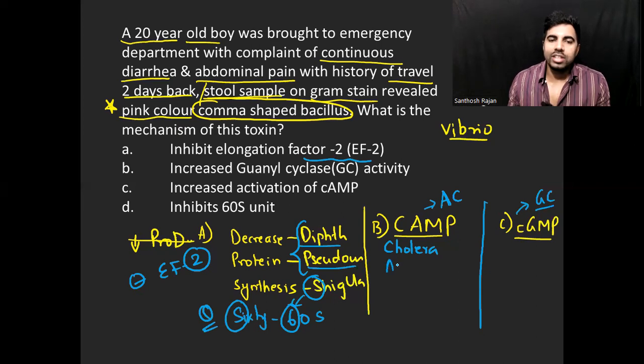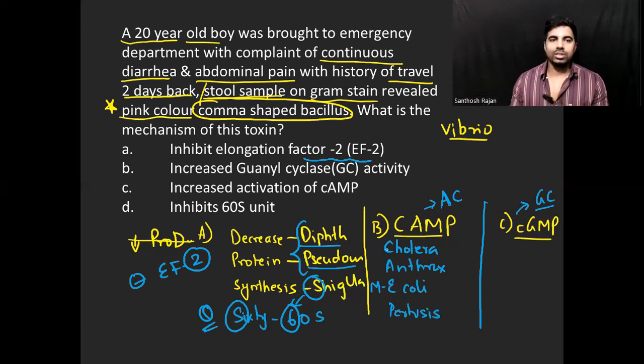C for cholera, A for anthrax, M you make it E, so E. coli, and P for pertussis. It's tricky, yeah. So cholera is in there. Look at the options.